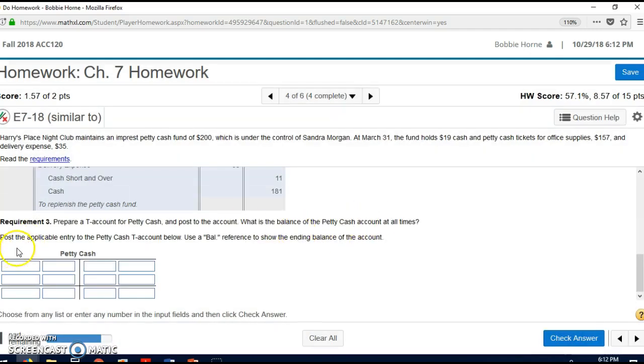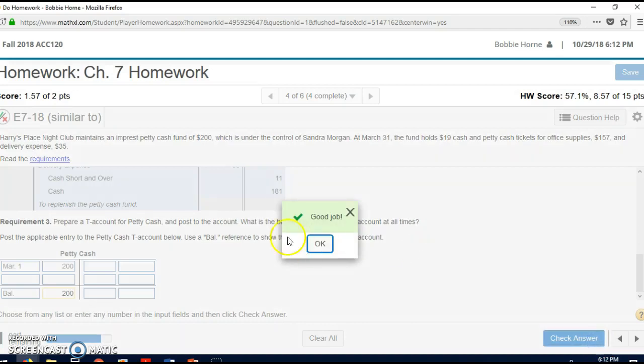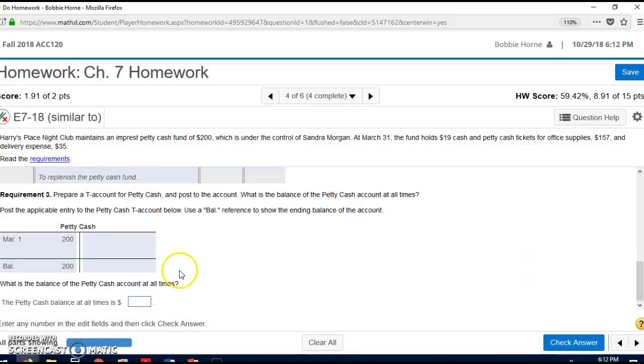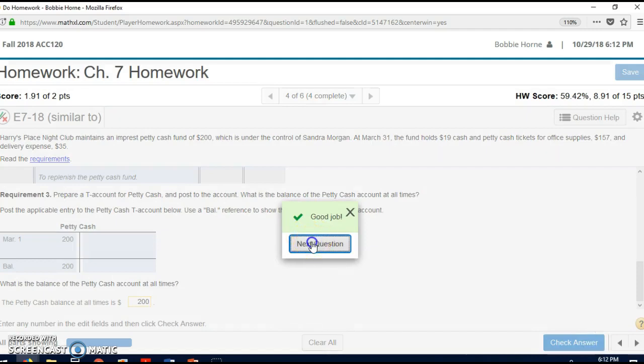And then, what is the balance in the petty cash? This is actually on your midterm. The balance at the beginning was $200. Post the applicable entry to the petty cash T account, and then the balance at the end is $200. The balance of petty cash is always the amount that you opened it for. The petty cash balance at all times, unless you increase it or decrease it, is going to stay the same.